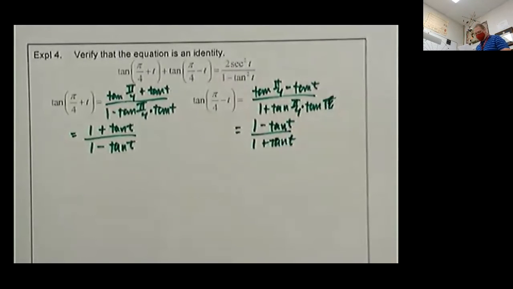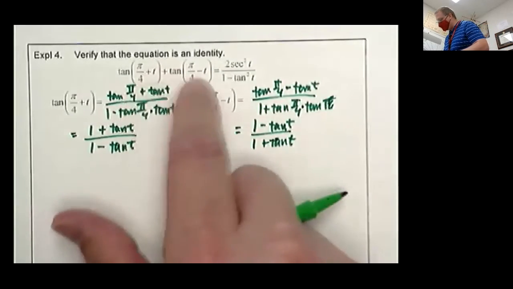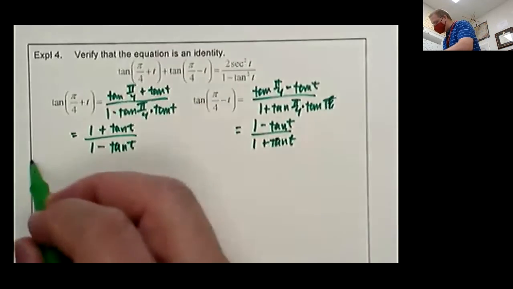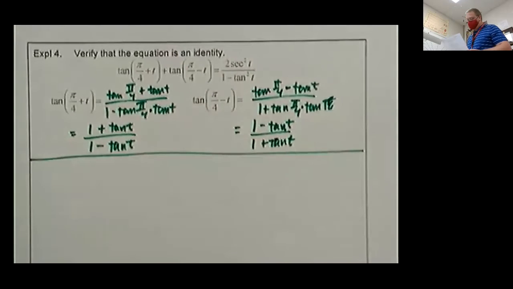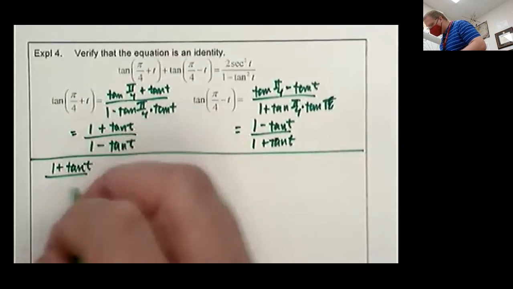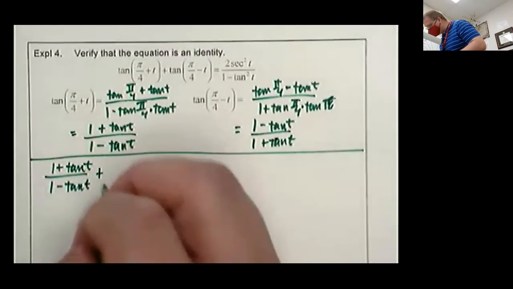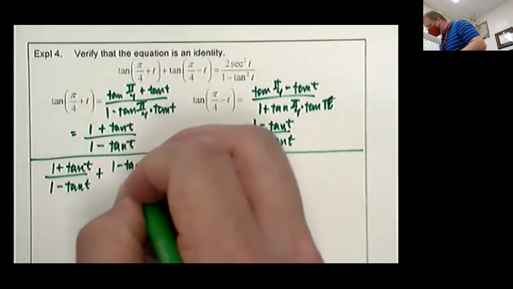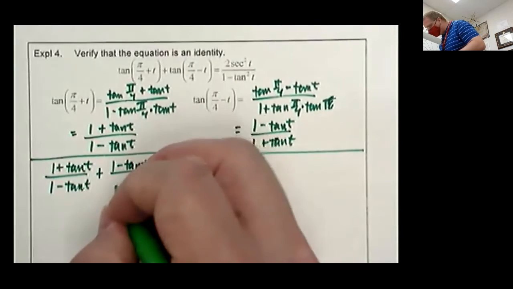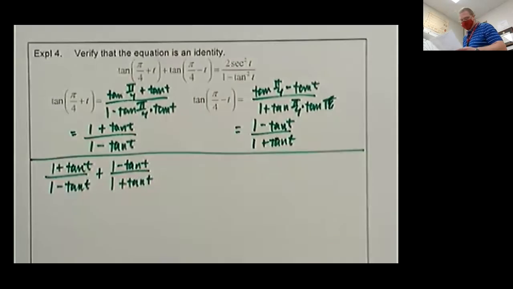All right, now what do we got? Well, now we have these two added together. So we're going back to this. We got those two, we're going to add them together. So that's our starting information. So now we have 1 plus tangent of t over 1 minus tangent of t plus 1 minus tangent of t over 1 plus tangent of t.